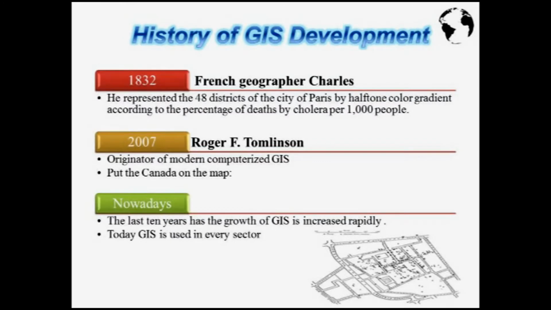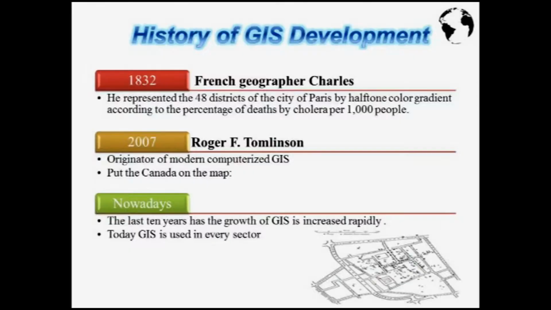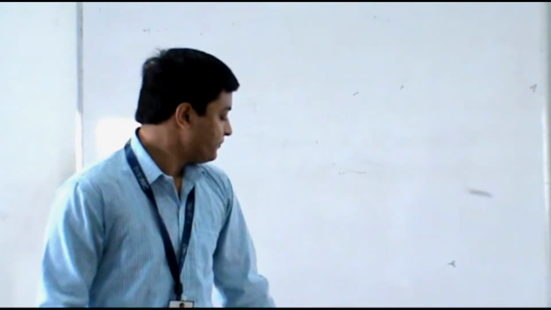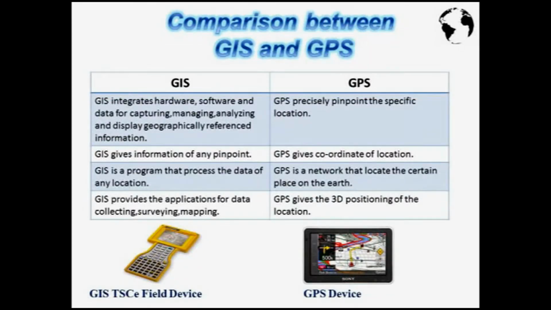History of GIS. In 1832, a French geographer manually went through Paris, found out the areas that were affected by cholera and made one map displaying it. But later, Roger Tomlinson is called the father of GIS. He created the digital map, so it is dynamic. Nowadays GIS is growing increasingly. So GIS and GPS.